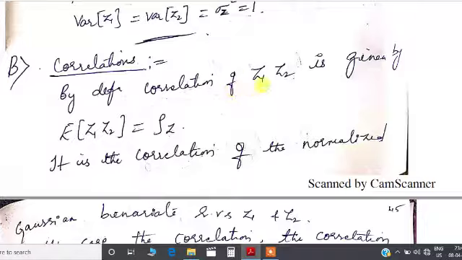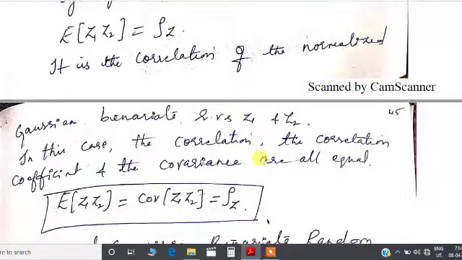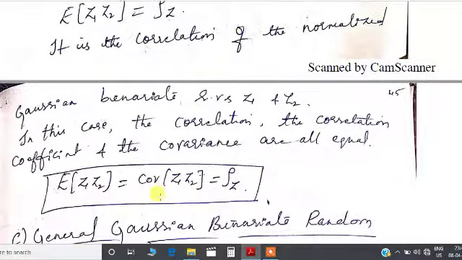In this case, the correlation coefficient and covariance are all equal. This also you can prove. That is, the expectation of Z1 Z2 is nothing but the correlation factor, the covariance of Z1 Z2, where rho Z stands for the coefficient of correlation. Covariance, correlation and correlation coefficient are all equal in normalized Gaussian bivariate random variables. Since I have defined the PDF, you can prove these quantities or parameters.